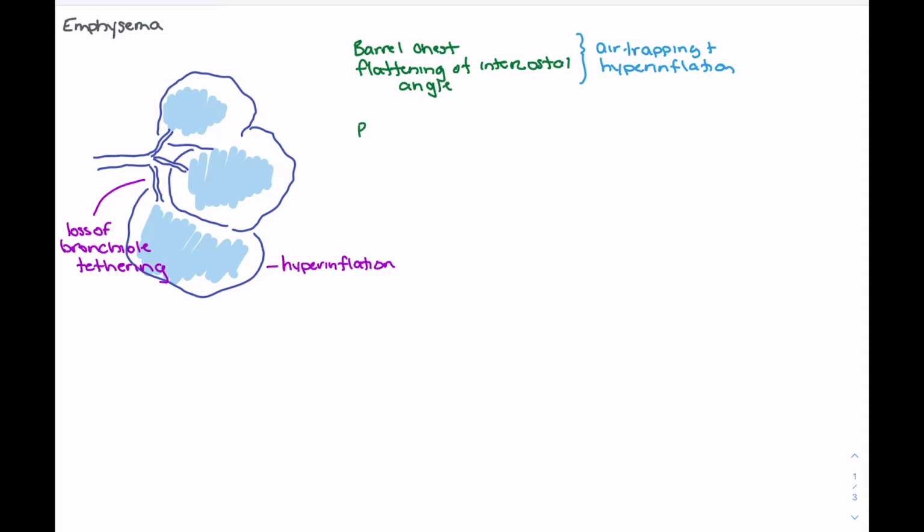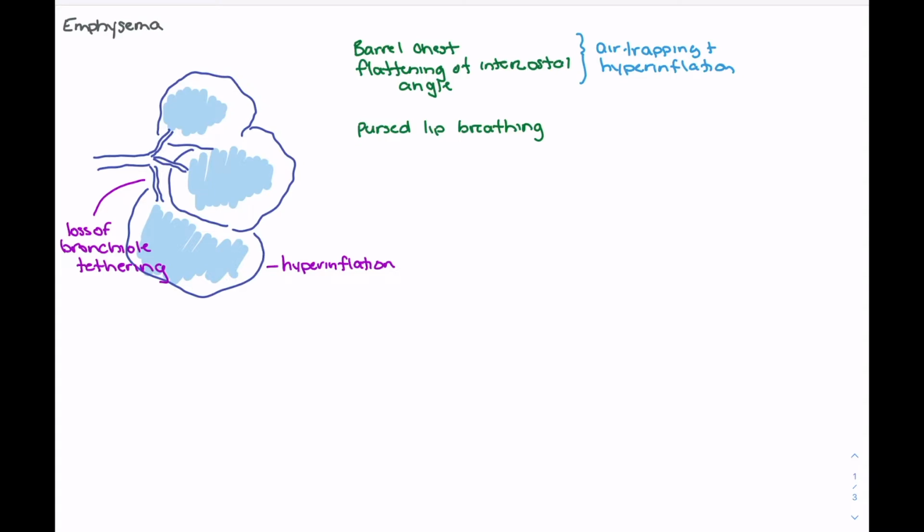One of the other common symptoms you'll see in the emphysemic patient is pursed lip breathing. So the patient will start breathing through pursed lips. And the reason for this is that pursed lip breathing provides a bit of positive pressure to the patient in order to open up their alveoli.